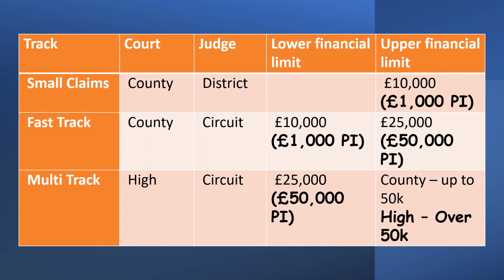And then we have the multi-track. This is for more complex cases, over £25,000 or £50,000 for personal injury, with no upper financial limit, apart from if it's heard in the county court. We discussed earlier that some high value cases may be fairly simple and might be more appropriate for county court trial. Then this would be up to £50,000, but if it's over £50,000 then it goes to the High Court. That is the normal method anyway for multi-track cases. And again, it is a circuit judge in the High Court.